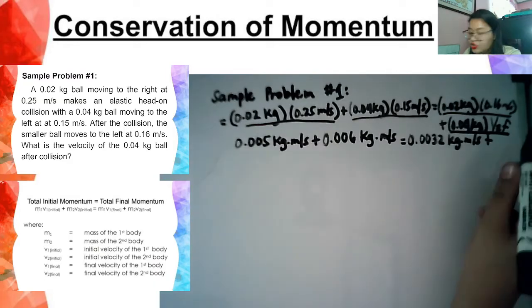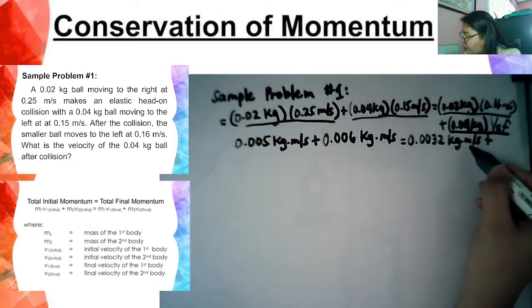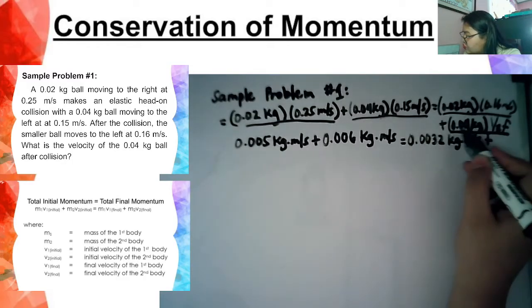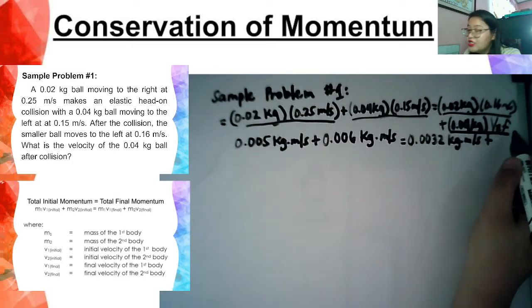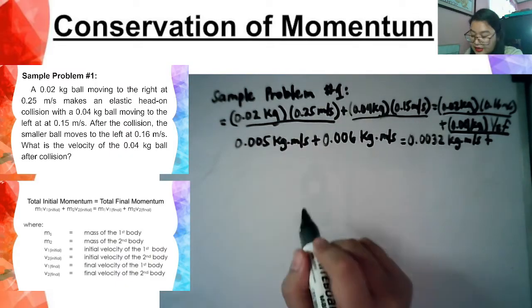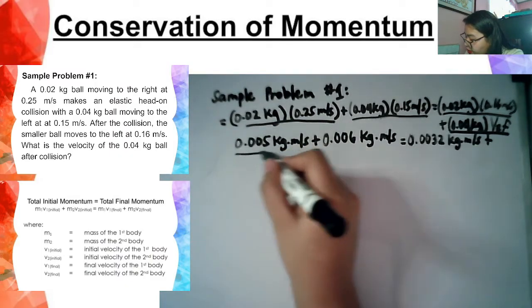Okay? Hindi ko na isusulat, medyo kulang tayo sa space. So, mangyari, after nyo makompute to, kokopyahin nyo ulit yung 0.04 times V2 final. Okay? After that, let's proceed. Ito muna ang part na to.